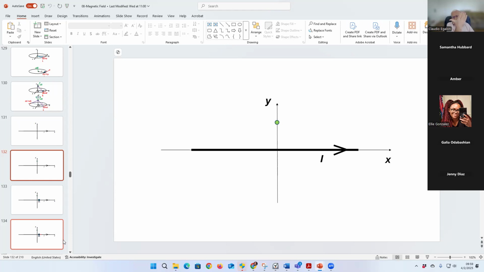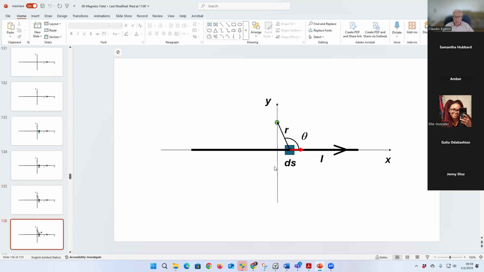You put your thumb in the direction of the current, don't forget the right thumb, and rotate the palm of your hand. The direction of motion of the palm of your hand tells you the direction of the magnetic field. So here at the top, the magnetic field is coming out of the screen. And on the other side, the magnetic field is into the screen.